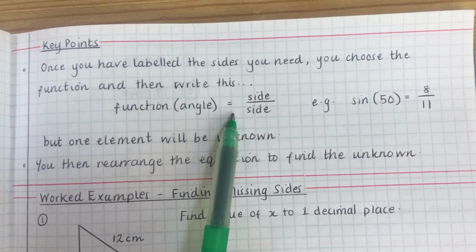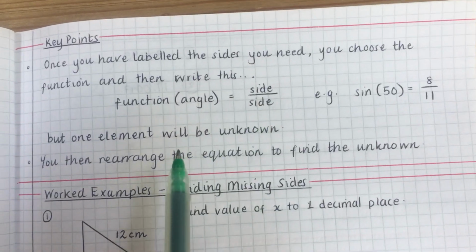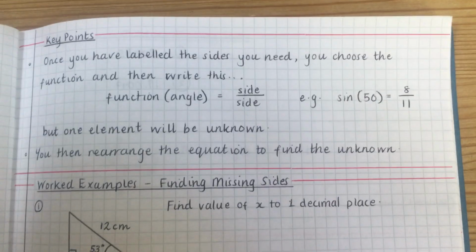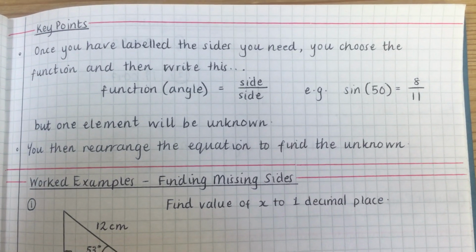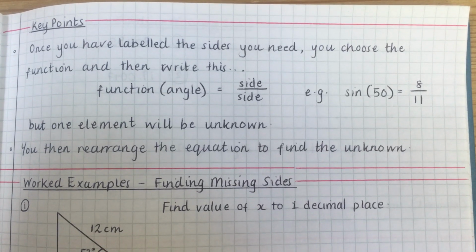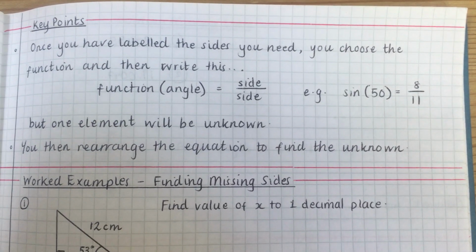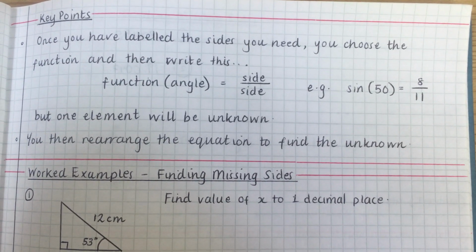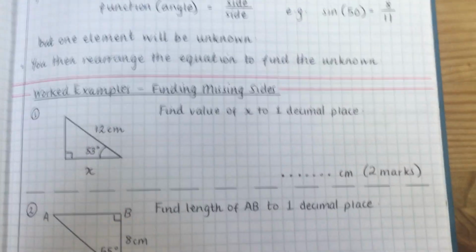Function, angle, equals, and then either O over A or O over H or whatever you've got. Now, one of the elements will be unknown, obviously, so it's going to be an X or something that you're looking for. And then what we need to do at the end of that is to rearrange the equation to find it. Now, you'll see what I mean in a sec when we start looking at these worked examples. So we're going to look at 4 together, and then I'm going to give you 2 to try on your own, and then you can move on to the worksheet. So we're going to look at these together.